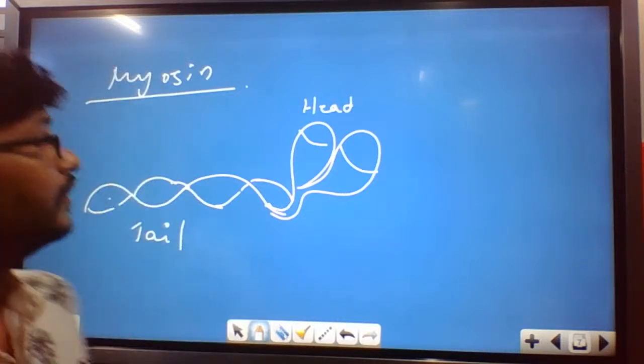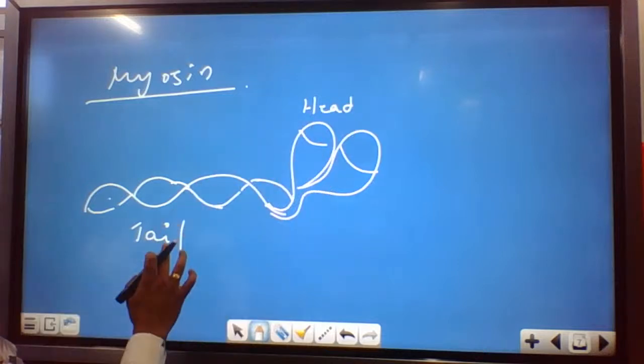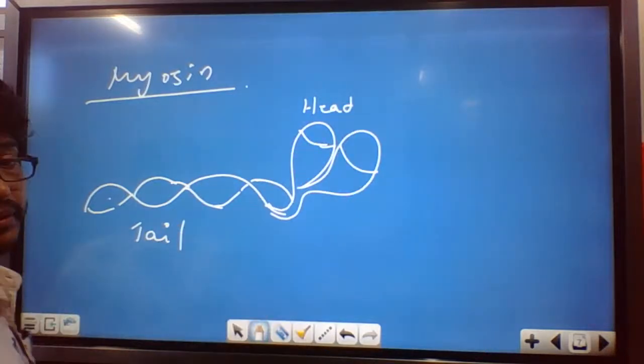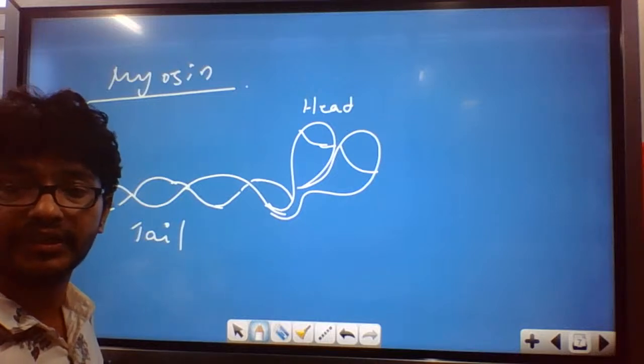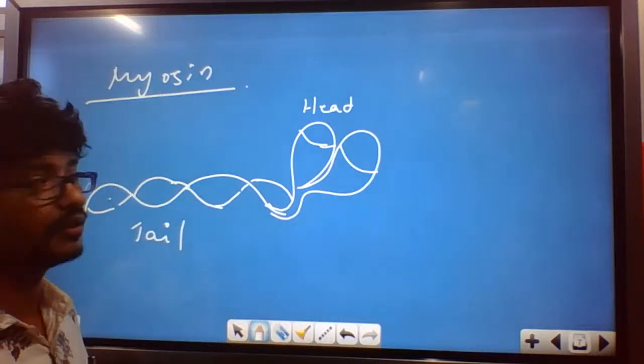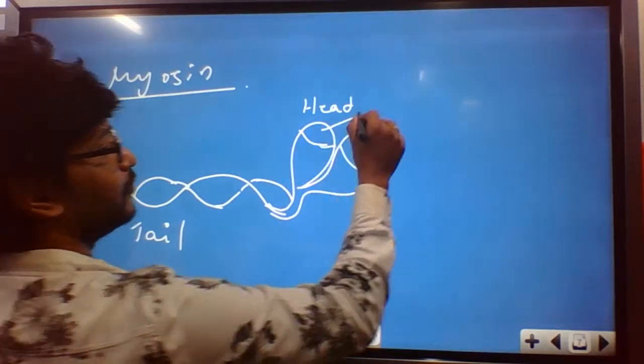Okay, so coming to the head part and the tail part. So HMM and LMM, that is light meromyosin and heavy meromyosin. There are two fragments that you'll get once you treat the myosin with trypsin. This head consists of two sites actually.